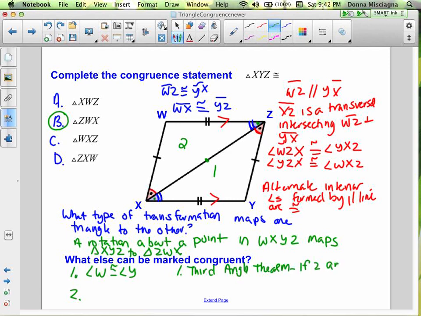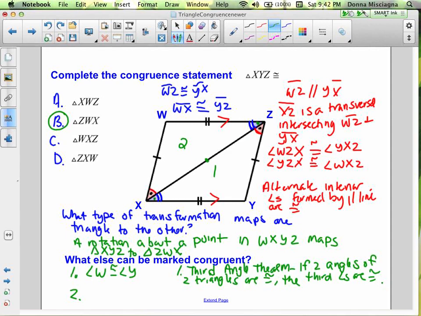If two angles of two triangles are congruent, the third angles are congruent as well. The third angles are congruent.